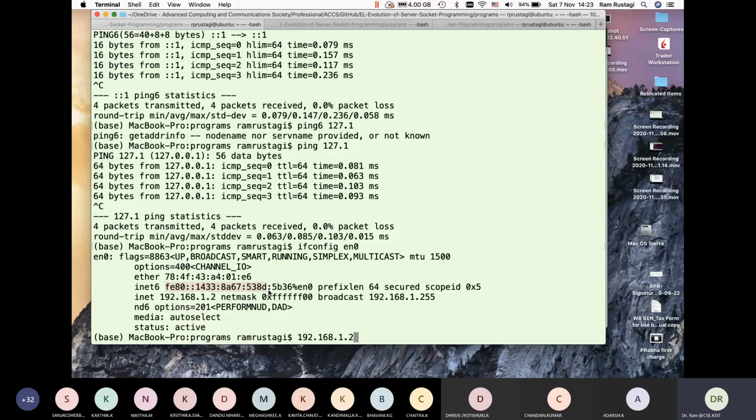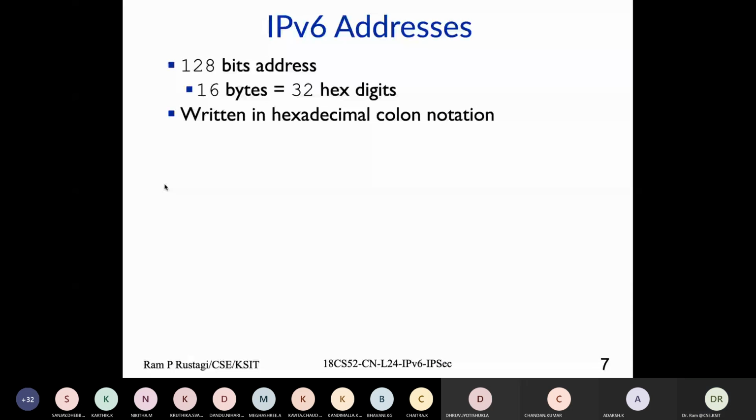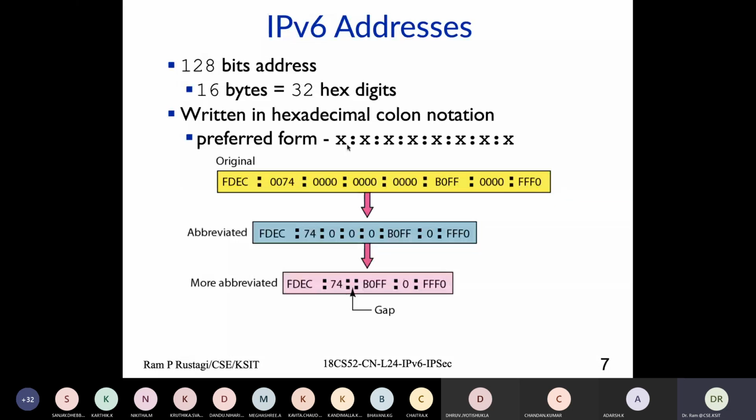If you look at your Windows laptop, you would always have both IPv6 and IPv4 addresses. It is written as 4 hex digits, colon, 4 hex digits, and so on, because each 2 bytes gives 4 hex digits. So what you see is FDEC colon 0074 colon 0000 colon 0000 and so on. Now look, there are too many zeros. That means writing wastes too much time. So can we use a shorthand notation?